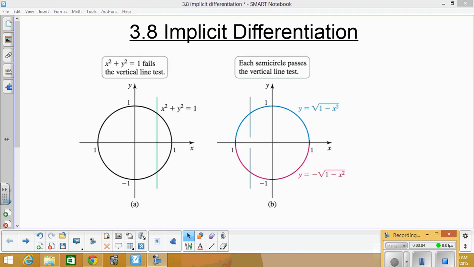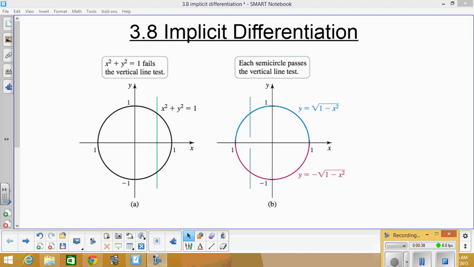3.8, implicit differentiation. So far, we have been finding the derivatives for functions like f of x or y equals some kind of function, where y is defined explicitly as a function of x. So the question now becomes, what if we can't define or separate y explicitly, so it does not specify y directly? So we have the situation of the equation of a circle.